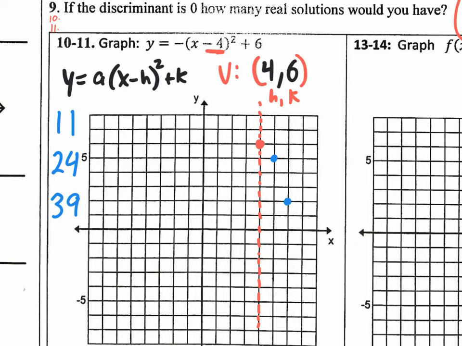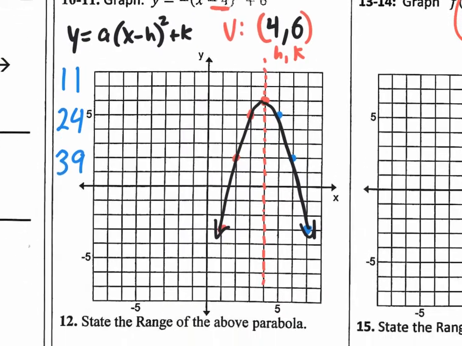And then go back to the vertex and go 3 over, 1, 2, 3, and 9 down. So that's going to be 6, 7, 8, 9 right there. And of course, map them over to the other side. 1 unit away, this one's 2 units away, this one's 3 units away. And you should have that perfect parabola that's opening down, that's a little bit narrower than usual. Any questions?